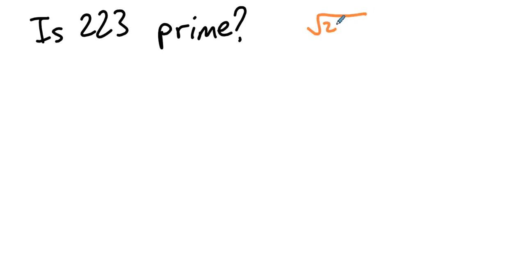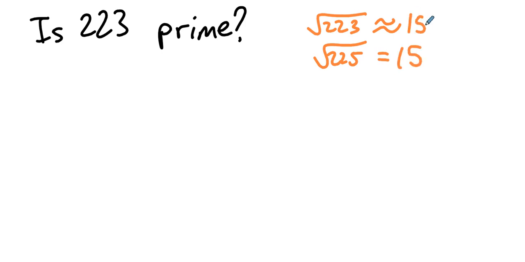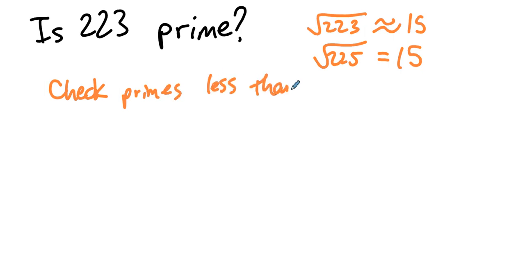What would we have to check? We'd have to know about what the square root of 223 is. Now, I don't have my calculator handy. I know that the square root of 225 is 15, so the square root of 223 is about 15. It's a little less than 15. So we're going to check primes less than 15. Well, what are the primes that are less than 15? 2, 3, 5, 7, 11, 13. Those are the only primes less than 15. Those are the only numbers we have to check.